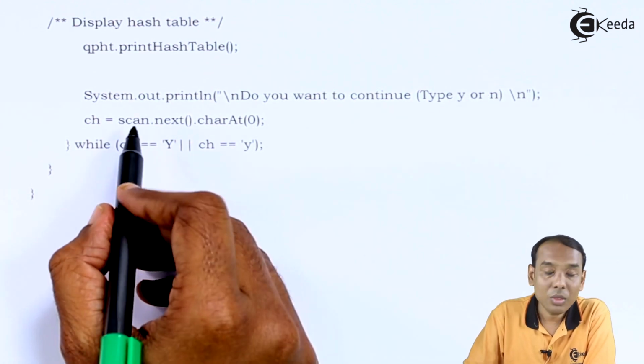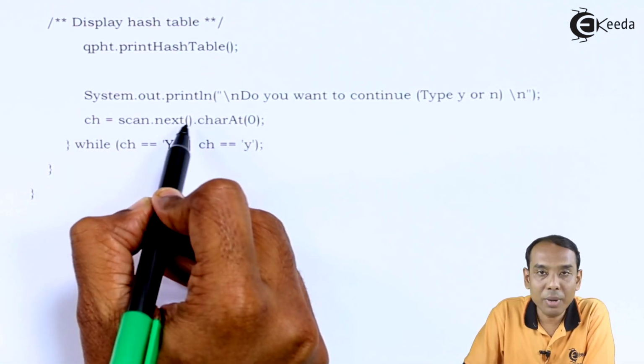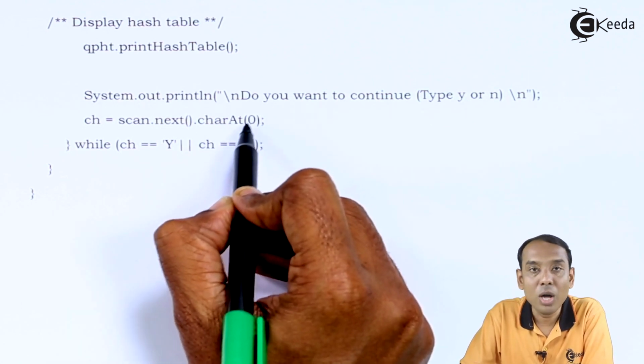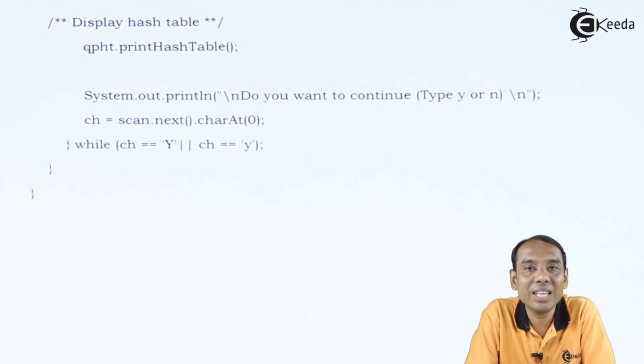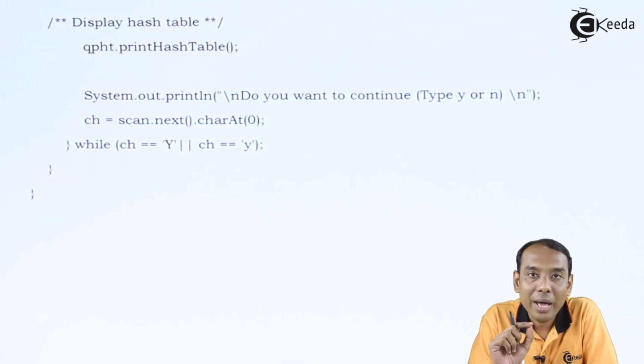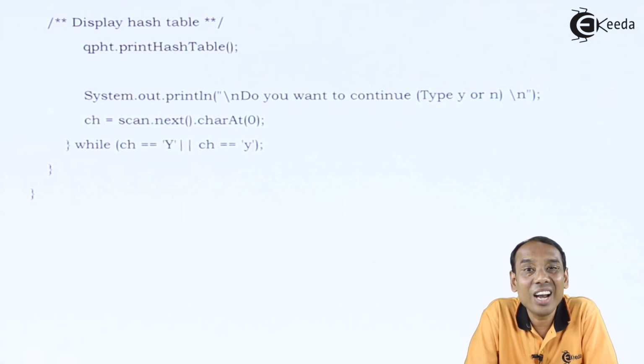We have scan.next method dot character at location number 0. It is very important to get the character. We have character at location number 0. Let's take an example: if we write down character at location number 2 and the user enters Y, we won't be able to get the value. So the character at location number 0 is to be fetched into the variable called ch.